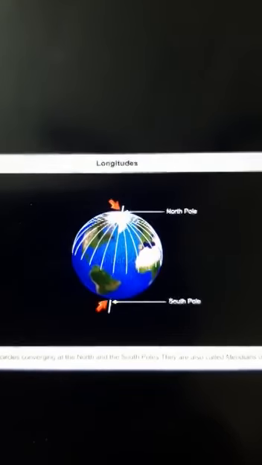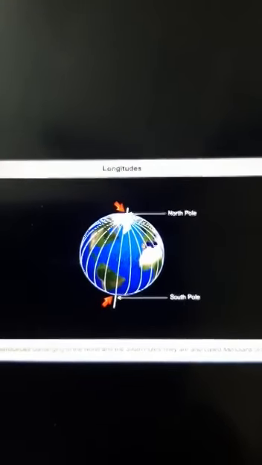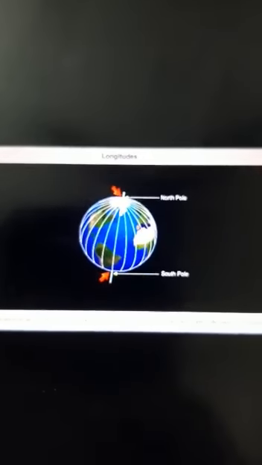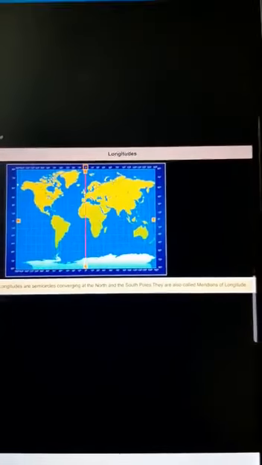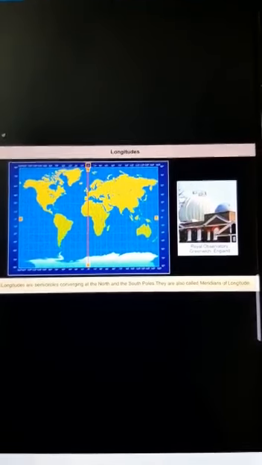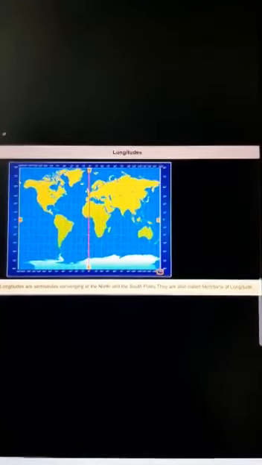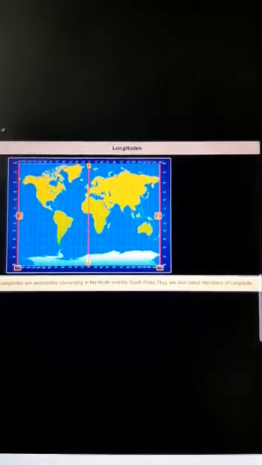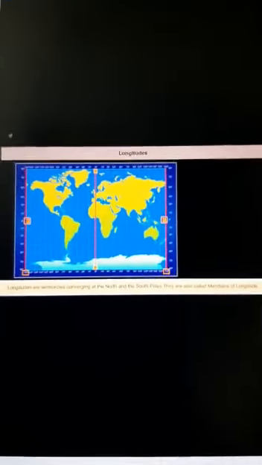Longitudes are semicircles converging at the north and the south poles. They are also called meridians of longitude. There are 360 of these imaginary lines, each of which is called a degree. The 0 degree line or prime meridian runs through the Royal Observatory, Greenwich, England. There are 180 degree lines to the east and to the west of the prime meridian.